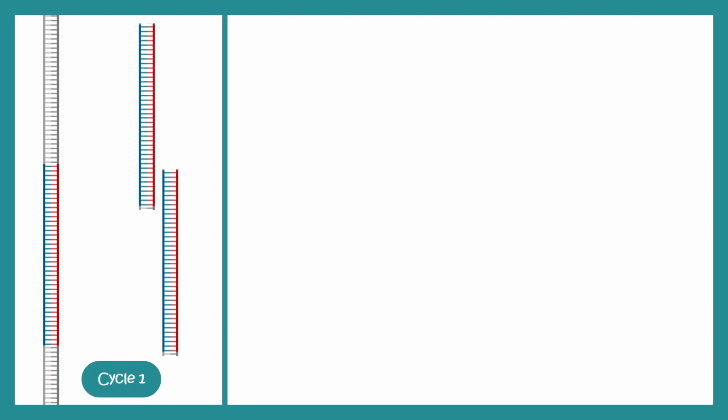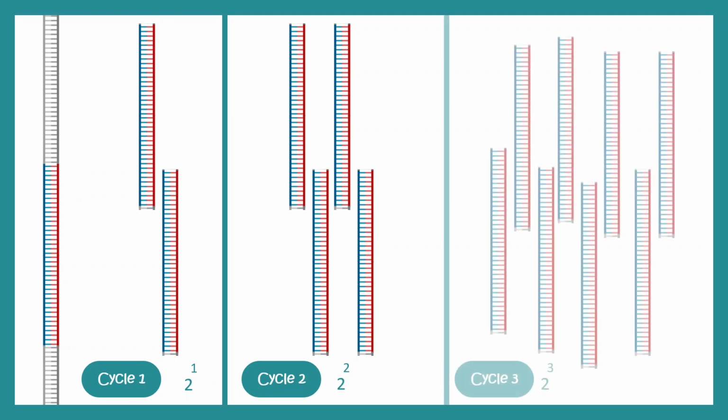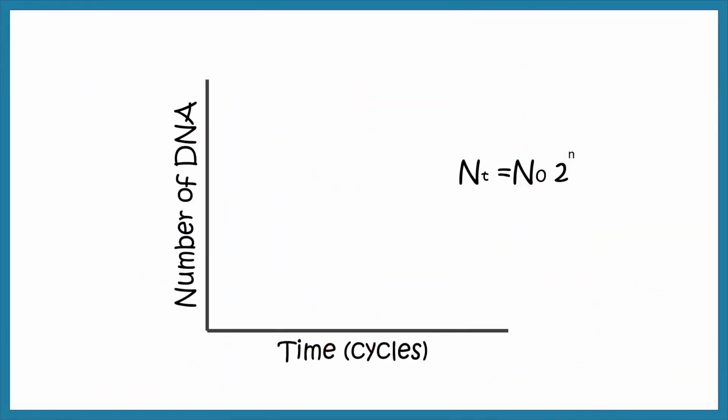For example, this is cycle 1, you have 2 copies after cycle 1, you would have 4 copies after cycle 2. That means it's always getting in power of 2, right? 2 to the power 2. Then in the third cycle you would have 2 to the power 3, that means 8 copies. So now you can understand it follows this kind of formula, Nt equals N0 times 2 to the power n.